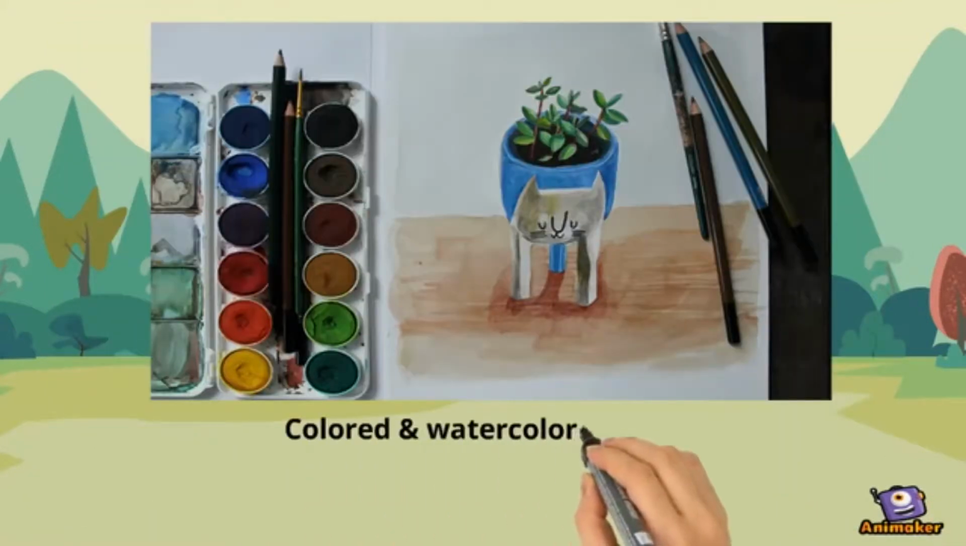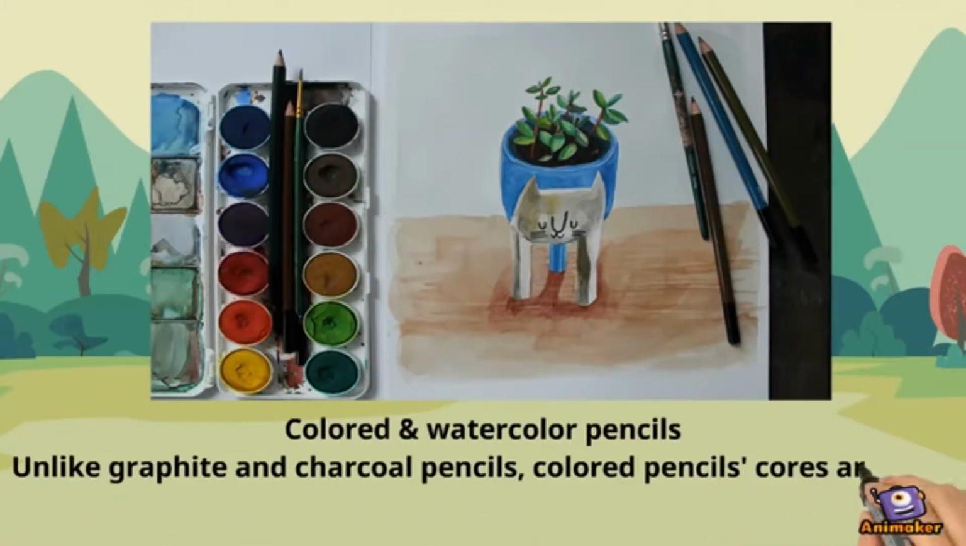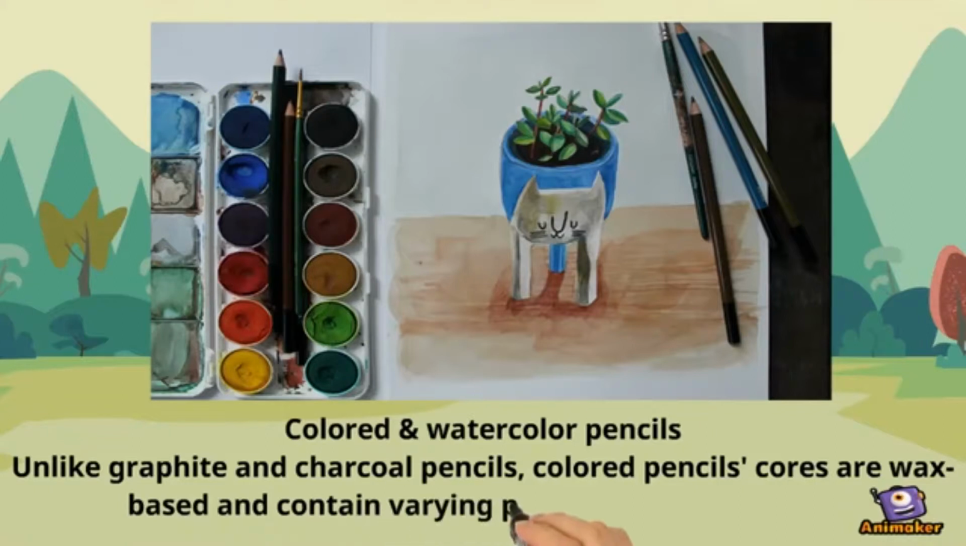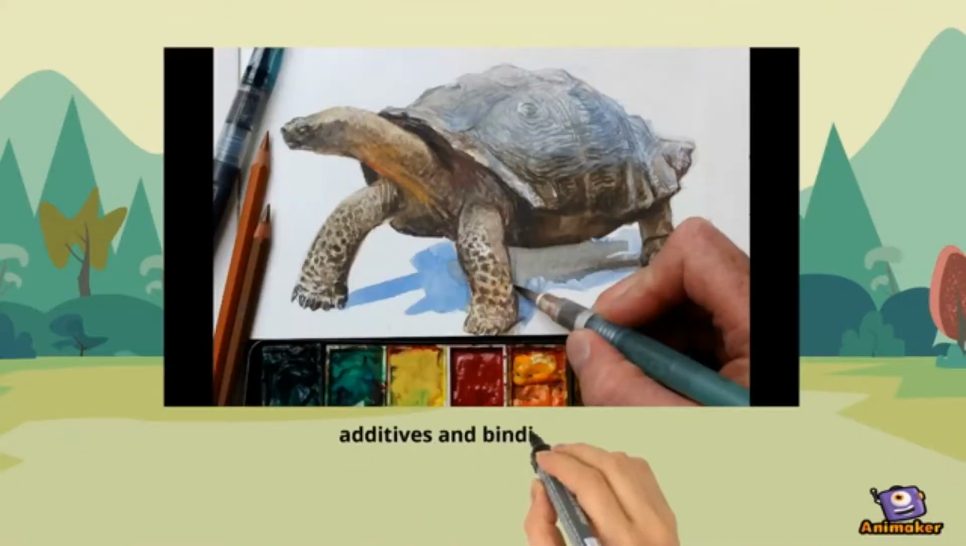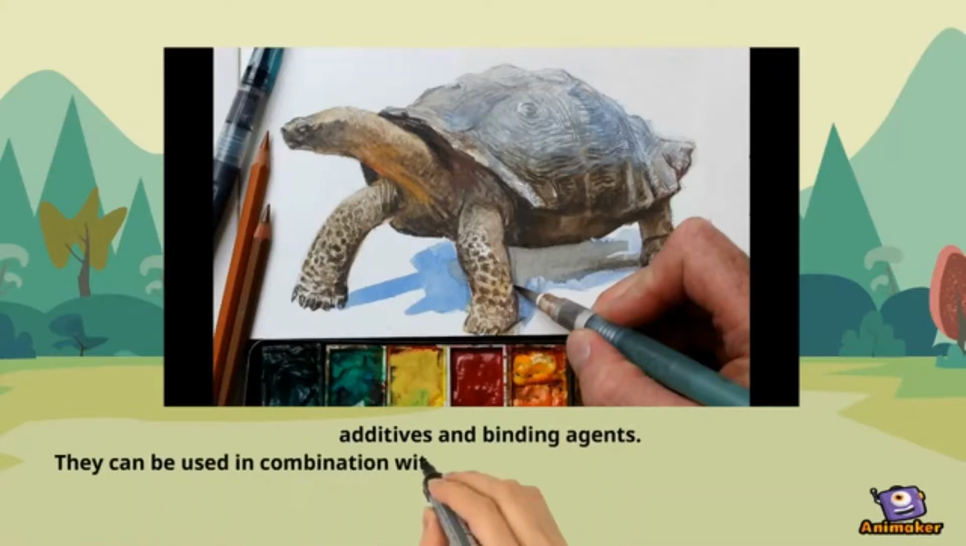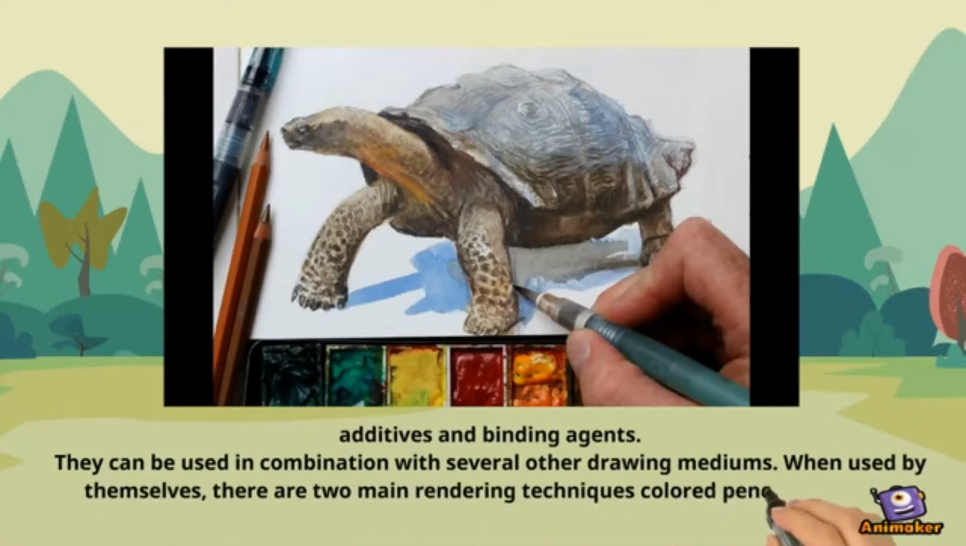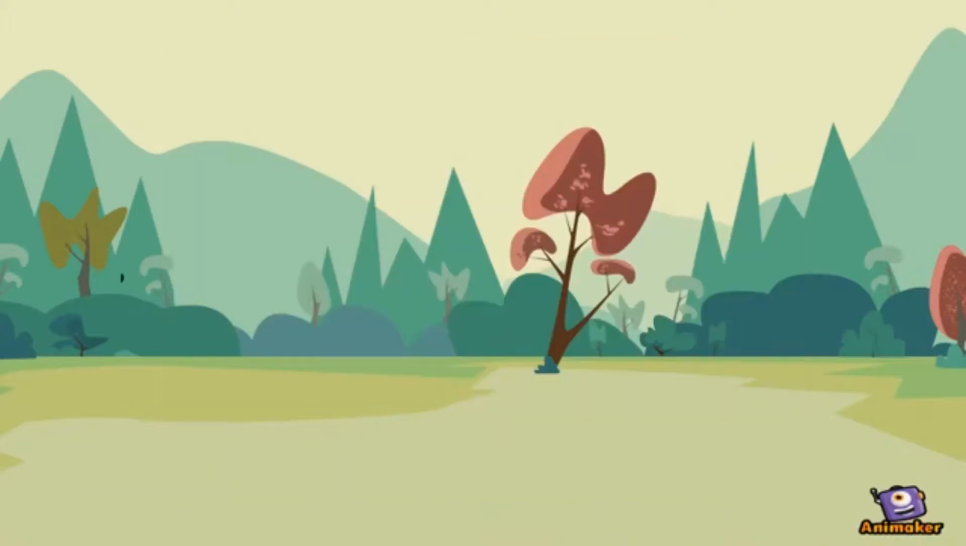Colored and watercolor pencils are like graphite and charcoal pencils. Colored pencils' cores are wax-based and contain varying proportions of pigments, additives, and binding agents. They can be used in combination with several other drawing mediums. When used by themselves, there are 2 main rendering techniques colored pencil artists use: layering or burnishing.